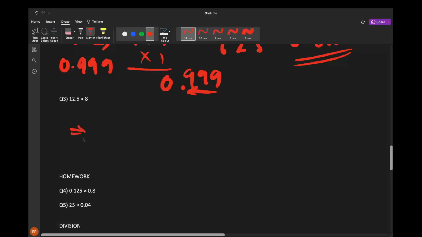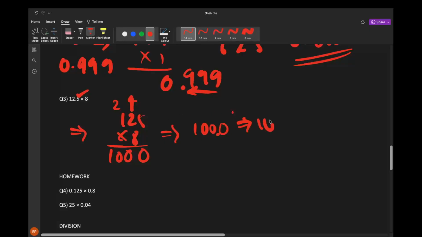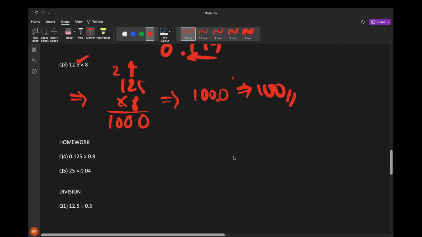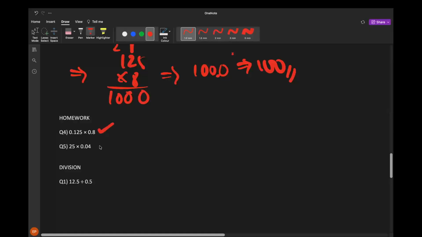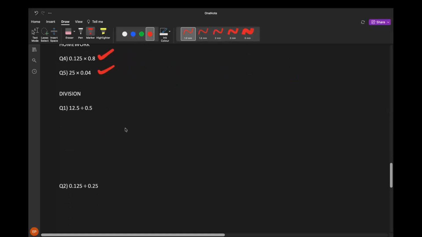Then solve this one. 125 into 8. First normal calculation. 8 5s are 40. 8 2s are 16 plus 4, 20. 8 1s are 8, 8 plus 2, 10. So it is giving 1000, right? But check the digits after decimal, only 1, right? So from the right side only 1, means the answer is 100. Great. And take these two as practice questions and solve them. Let me know the answers in the comment section.